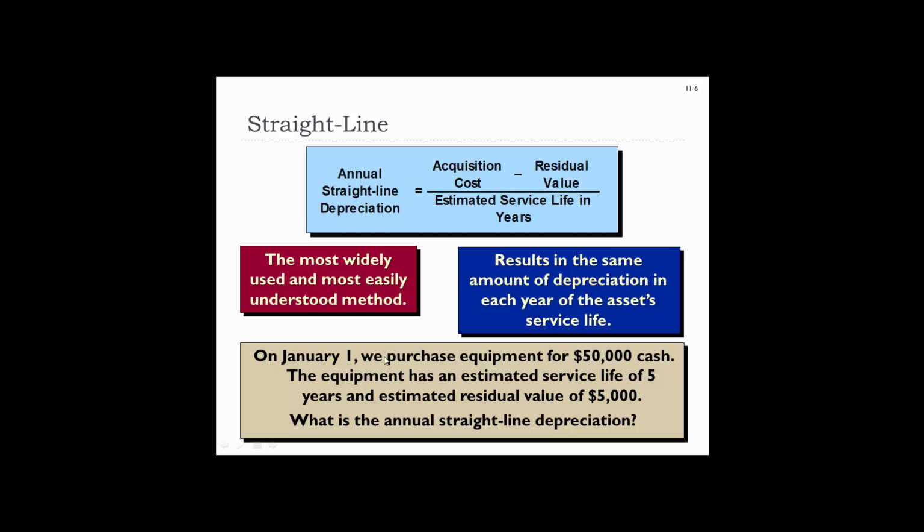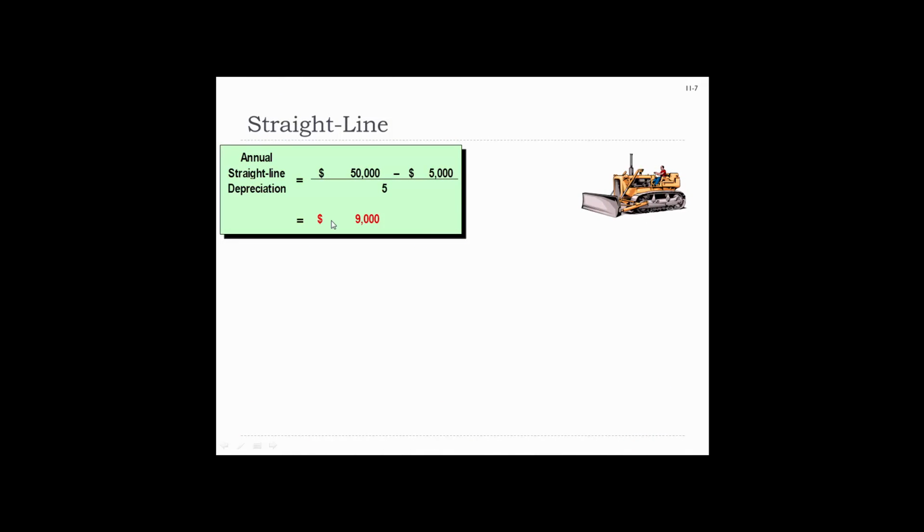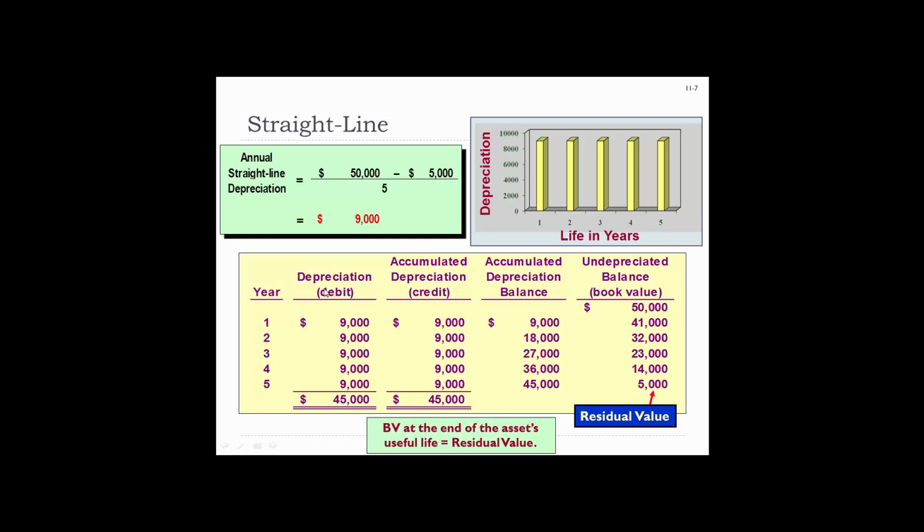On January 1st, we purchased equipment for $50,000. It has a service life of 5 years and an estimated residual value of $5,000. So $50,000 minus the 5,000 is 45,000, divided by 5 equals $9,000. So here's an example of a depreciation schedule. There are also amortization schedules for loans. So year one, we're going to debit depreciation, credit accumulated depreciation. The accumulated depreciation balance is $9,000, and our book value is the $50,000 cost less accumulated depreciation, which is $41,000.